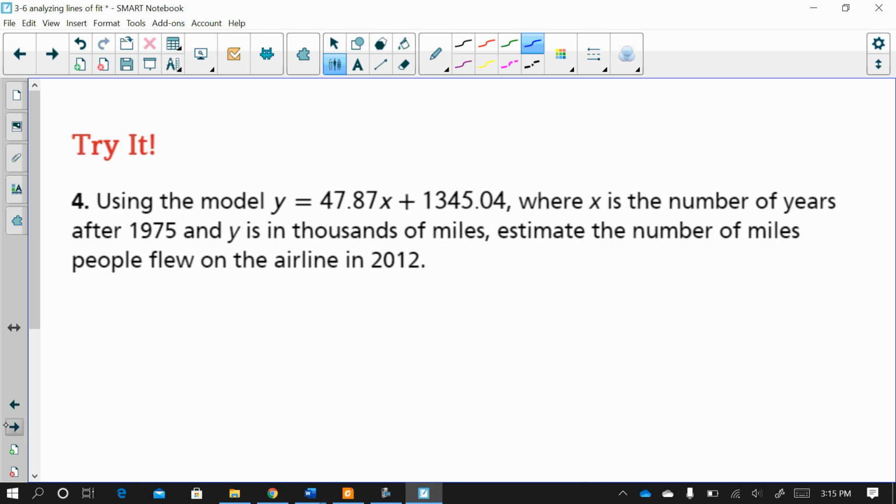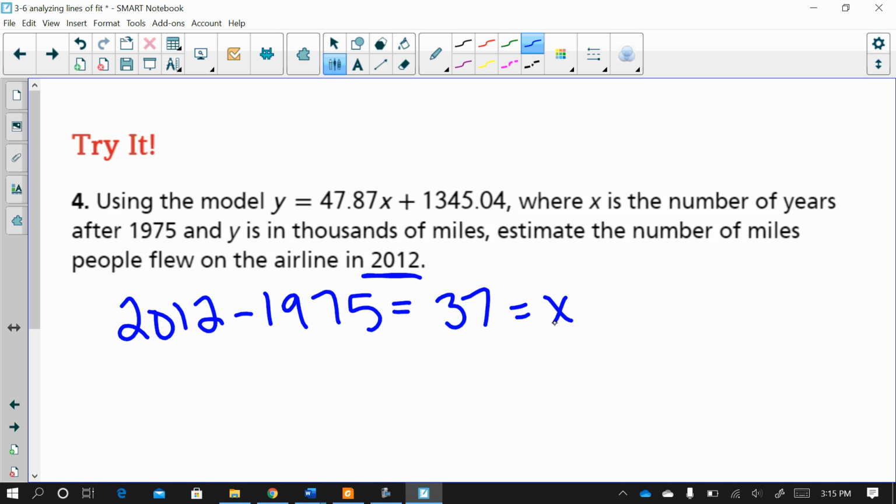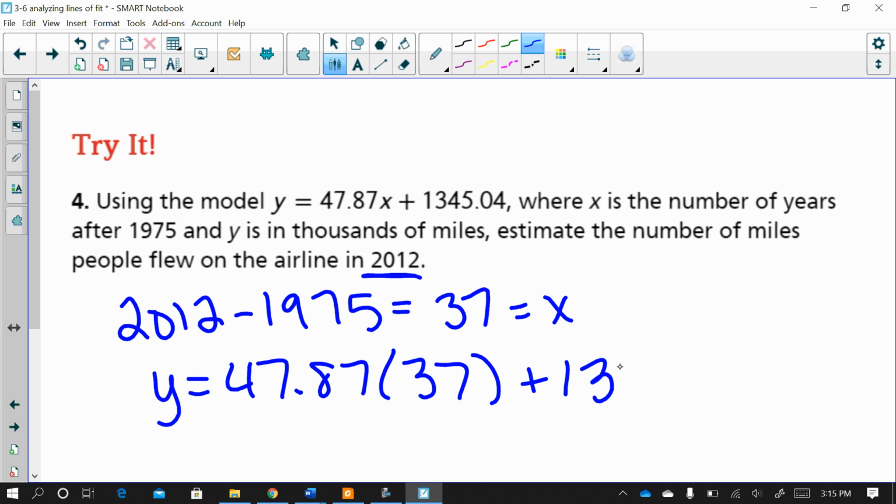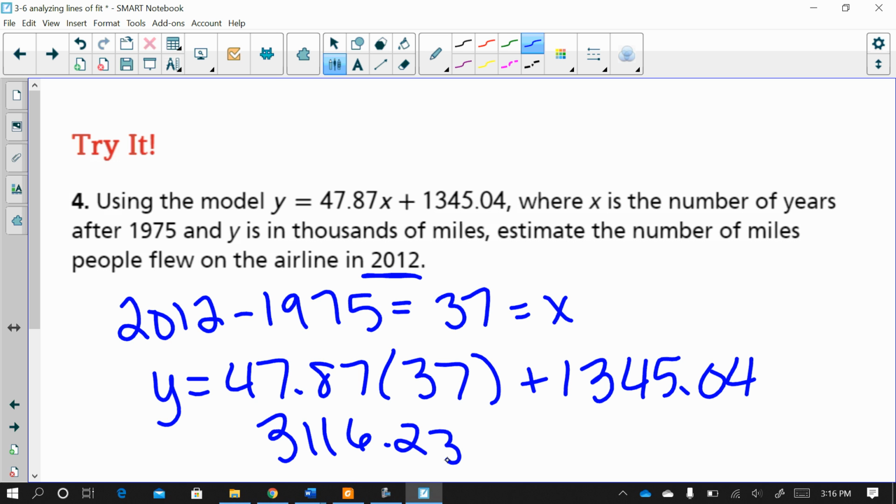Okay, and so number 4, pause the video and try this. Okay, so we want to find how many were in 2012. So 2012 minus 1975 is equal to 37. So I know that's what x is. Okay, so y equals 47.87 times 37 plus 1345.04 gives us a total of 3116.23. Okay, that's the number of miles people flew on the airline in thousands.